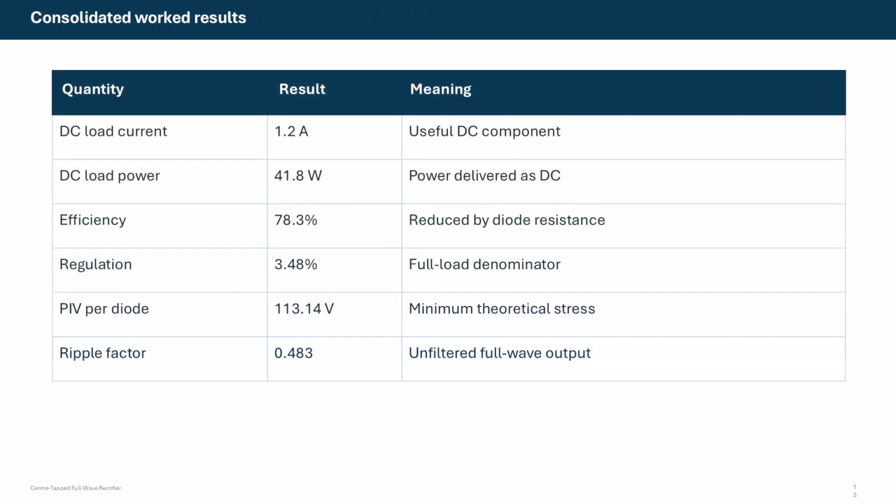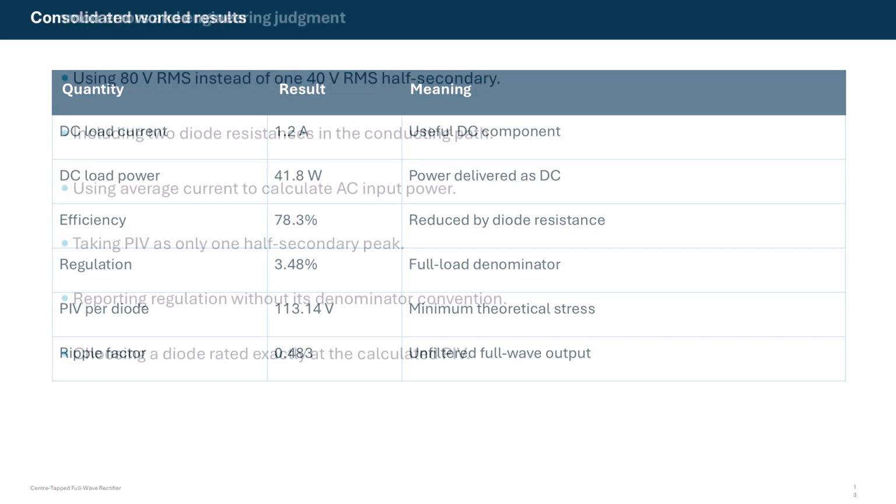The completed calculation gives a DC load current of 1.2 amperes and DC load power of about 41.8 watts. The diode resistance lowers efficiency to about 78.3%. Regulation is 3.48% with the full load denominator. Each diode sees a theoretical PIV of 113.14 volts and the ripple factor is 0.483.